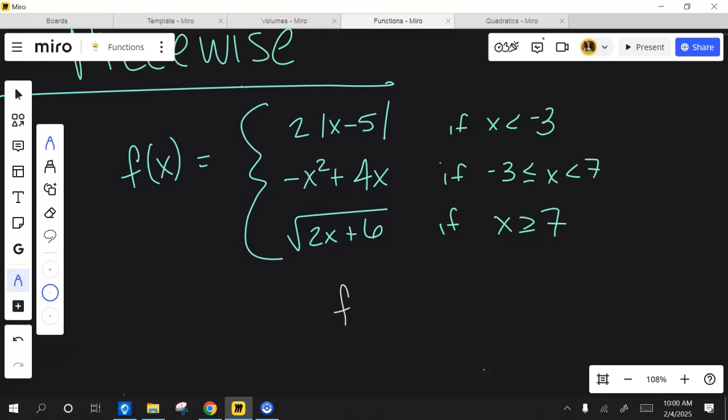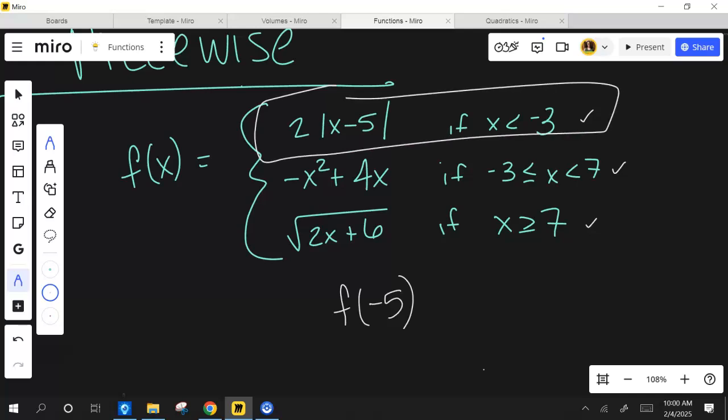If I asked you to find a function value, like let's say I asked you, what is f of -5? The first thing I'm going to have to do is decide which equation I'm going to use because there are 3 different equations here, yes? So I have to decide, is -5 smaller than -3, between -3 and 7, or bigger than 7? Smaller than -3, right? -5 is smaller than -3. So it fits this scenario.